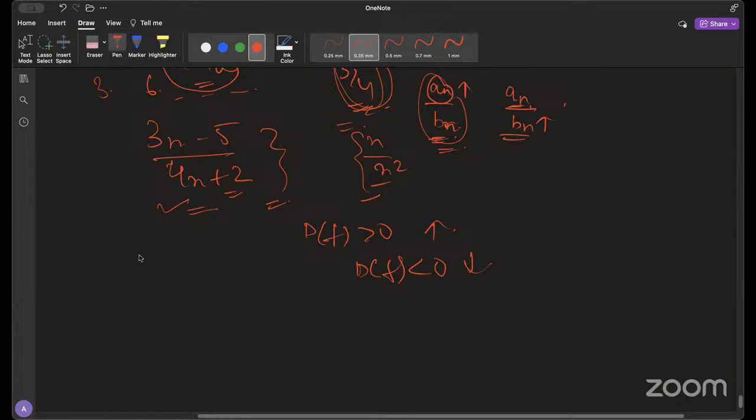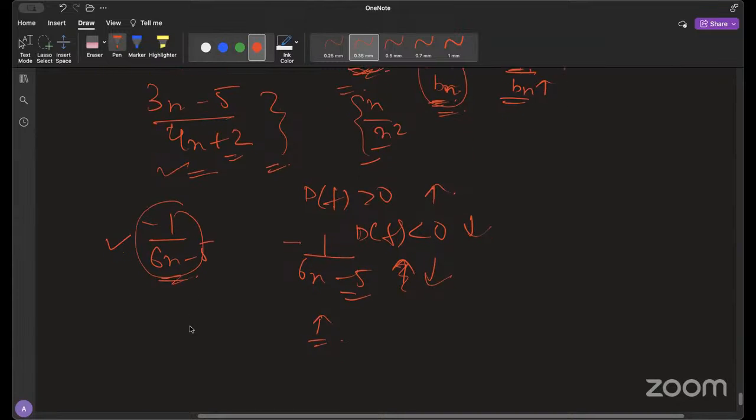And about this one, about the other options, it's 1/6 and -5. So 6 and -5 is an increasing sequence, that's the way we did the previous one. So 1/6 and -5 is going to be a decreasing sequence, and if you put a negative sign, it will become increasing again. This is an increasing sequence. This one's an increasing sequence.